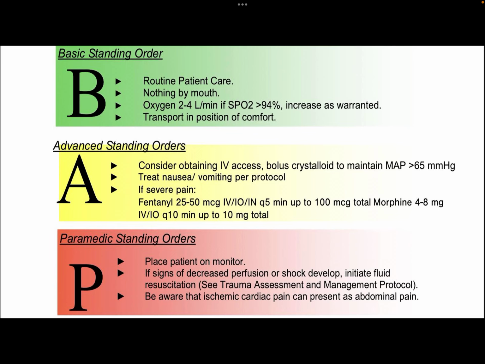With that being said, also if you're giving a patient narcotics or opiates, I would also put them on EtCO2. That way you can monitor the respiratory rate, and it gives you a live respiratory rate as opposed to having to continuously watch the chest. Paramedics, make sure you place the patient on the monitor. If signs of decreased perfusion or shock develop, initiate fluid resuscitation, and be aware that ischemic cardiac pain can present as abdominal pain.